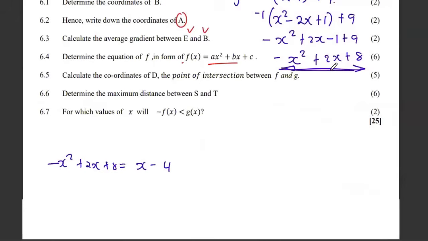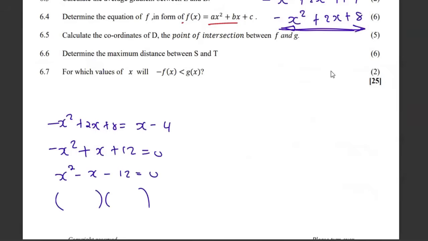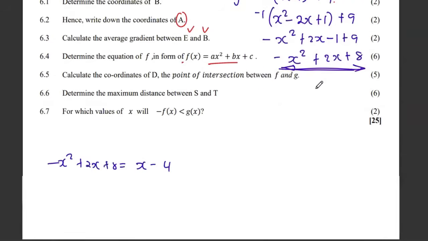Okay, let's solve this. Create a standard equation: negative x squared plus x plus 12 is 0. Divide through by the negative: x squared minus x minus 12 is 0. When you open your brackets, I'm going to have (x minus 4)(x plus 3). So either x is 4 or x is minus 3. But looking at D, we know that D is on the negative side. So our focus must be on the negative 3.